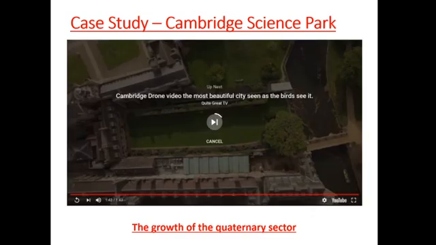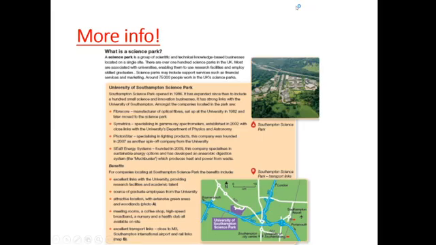Okay, so there's our video for the Cambridge Science Park. There's some more information on this slide, and it's about the University of Southampton Science Park primarily, but the same sort of things really do apply. So in terms of that science park at Cambridge, what we found was that the jobs you should have seen were a lot of research-based jobs, a lot of new technological jobs.